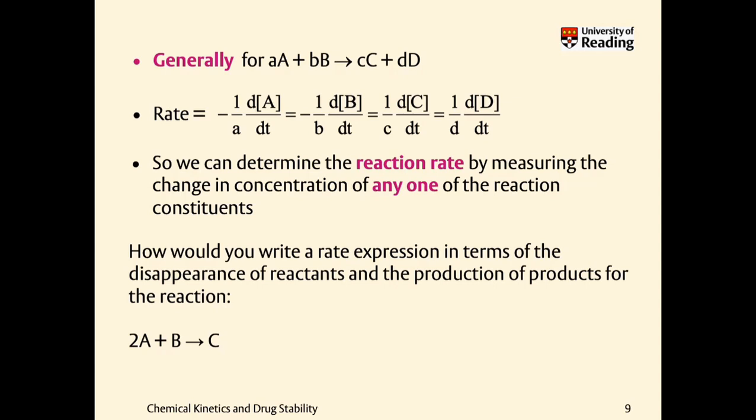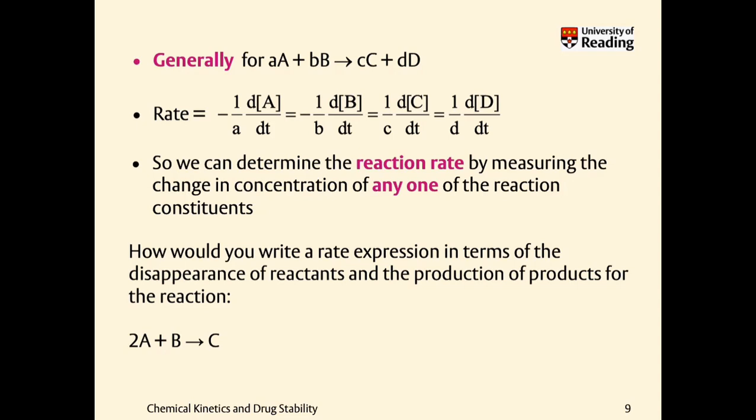A general reaction equation has a small a times the capital A, as you can see at the top here, plus a small b times the capital B. It's just a way of saying we have a number of molecules of reactant A plus a number of reactant B, and they go on to form a small c, so a number of the product C, and a number of the product D.